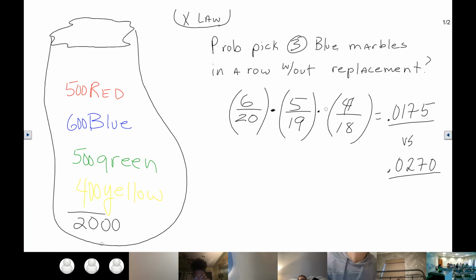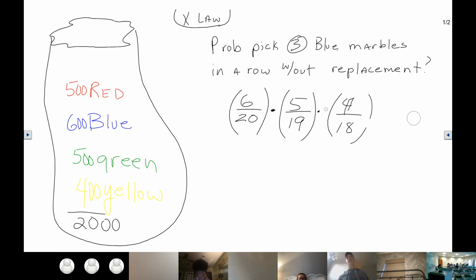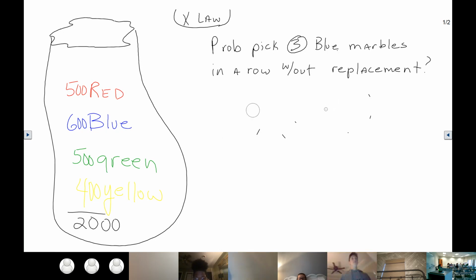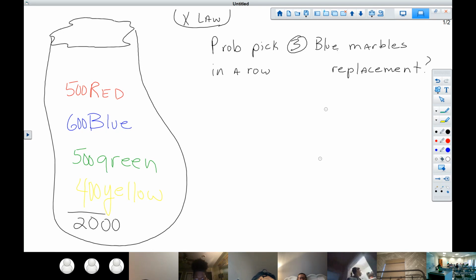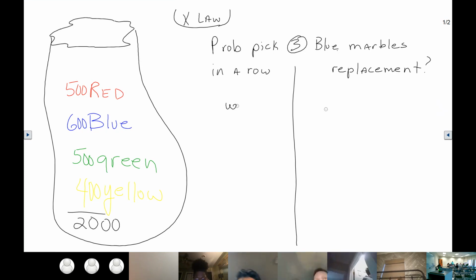Now, I want everybody to do both with replacement and without replacement. Same question. Do it on a separate sheet of paper so you can see that you're doing it different. So I'm going to divide this into two partitions, and I'm going to draw a line right here, and this is going to be with replacement, and this is going to be without replacement. Okay, do it.